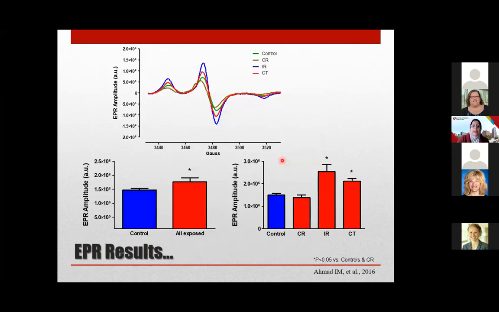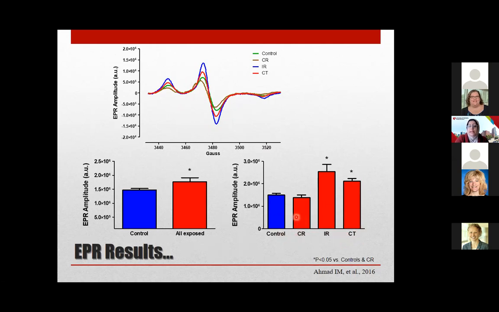The first thing we looked at is the superoxide level. As you can see in this graph, we have a significant increase in superoxide level in radiation-exposed workers as compared to the control, with marked differences among different occupational settings, as shown here in this sample spectrum for ABR, as well as in this data summary. As you can see, these marked differences are more noticeable in the IR and CT subgroups as compared to the control and CR.